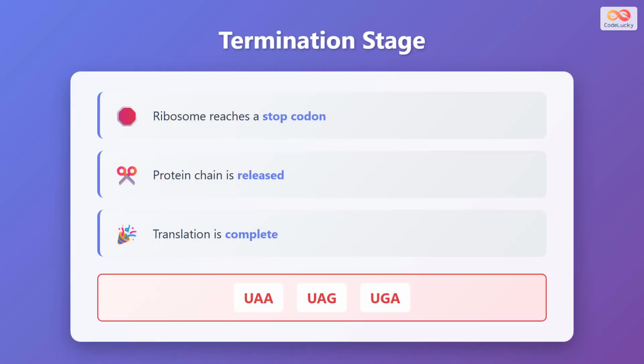Termination occurs when the ribosome encounters one of 3 special stop codons on the mRNA: UAA, UAG, or UGA. Unlike other codons, stop codons do not code for any amino acid. Instead, they signal that translation should end. When a stop codon enters the ribosome, special proteins called release factors bind to the ribosome and trigger the release of the completed protein chain. The ribosome then disassembles, freeing the mRNA and allowing both components to participate in new rounds of translation. The newly synthesized protein may then undergo additional modifications before it becomes fully functional.